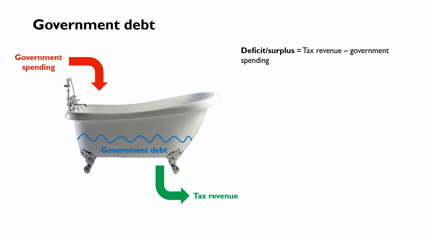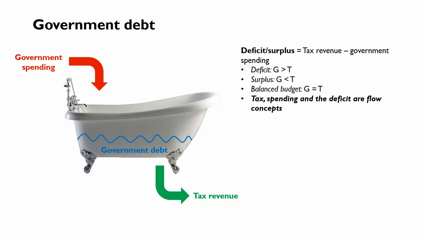What we mean by a deficit or a surplus is the difference between tax revenue and government spending. So a fiscal deficit would be where government spending is greater than taxation, the government spending more than it's receiving. But a surplus would mean the opposite, where the government is spending less than it's receiving in tax. A balanced budget is where the two are equal. Tax, spending and the deficit or surplus are all flow concepts. They're things that move. They're like water going in or out of a bathtub.